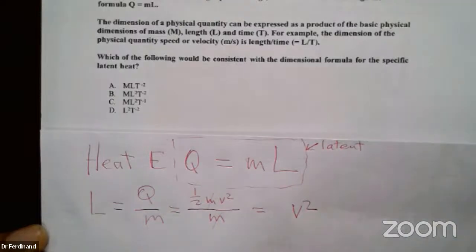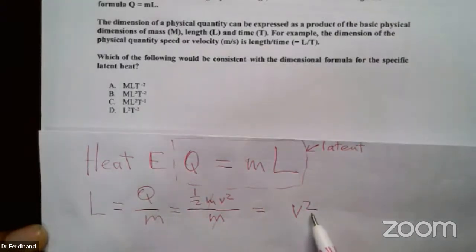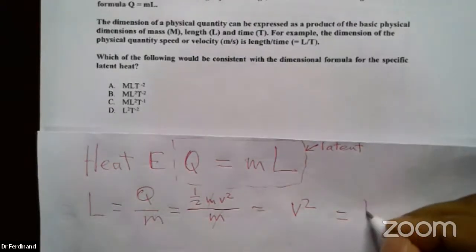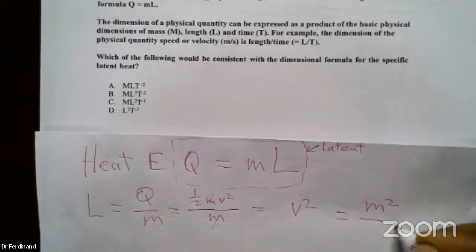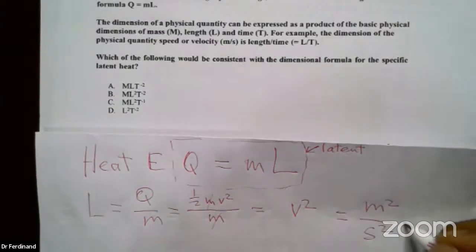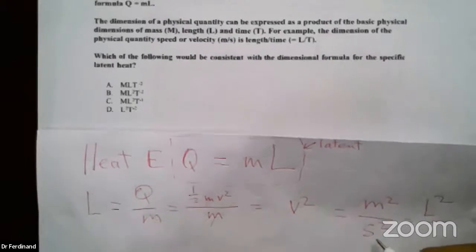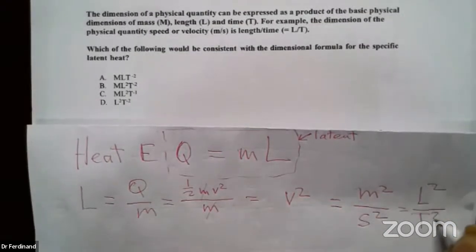Okay, so what is the formula? So the 1/2, you can put it, you don't have to put it, it doesn't make any difference. So we have v squared. Now, what is v squared? Well, v is meters per second. So this has meters squared over seconds squared. Meters is length, so that's length squared, and seconds is time, over time squared.